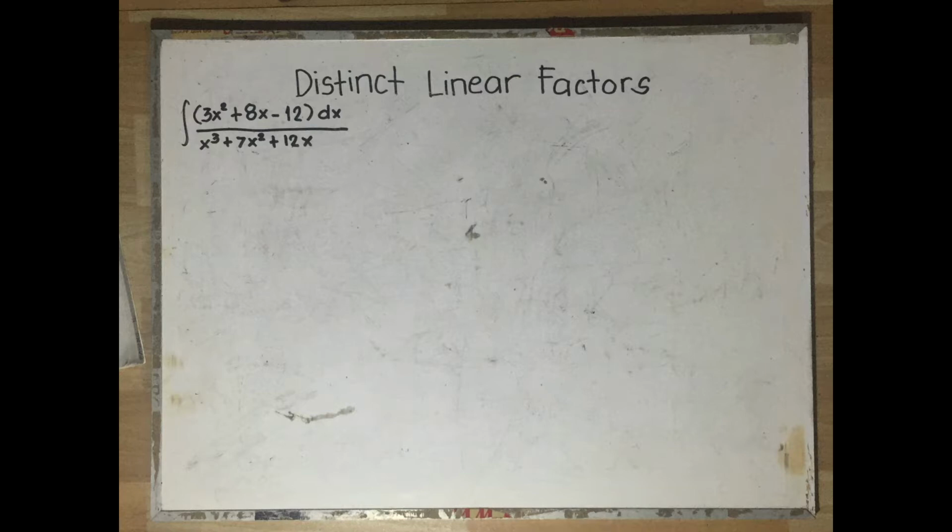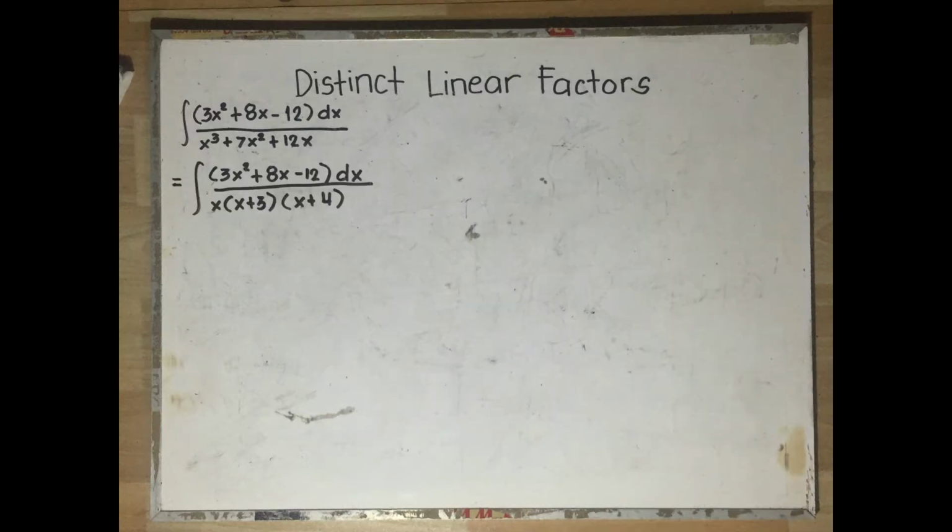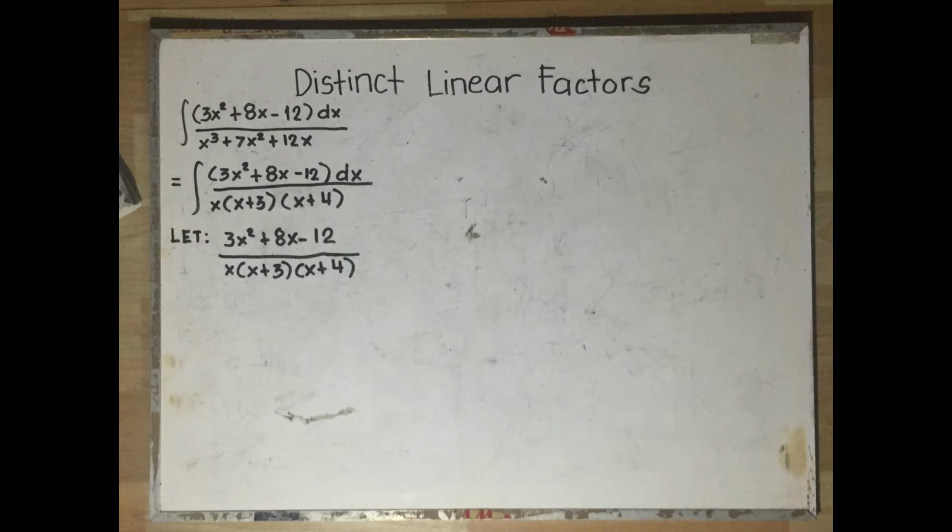Factoring out the denominator gives us 3 distinct linear factors. So this integral is also equal to the integration of 3x squared plus 8x minus 12 times dx over x times the quantity of x plus 3 times the quantity of x plus 4. Let 3x squared plus 8x minus 12 over x times the quantity of x plus 3 times the quantity of x plus 4 be equal to a over x plus b over the quantity of x plus 3 plus c over the quantity of x plus 4.